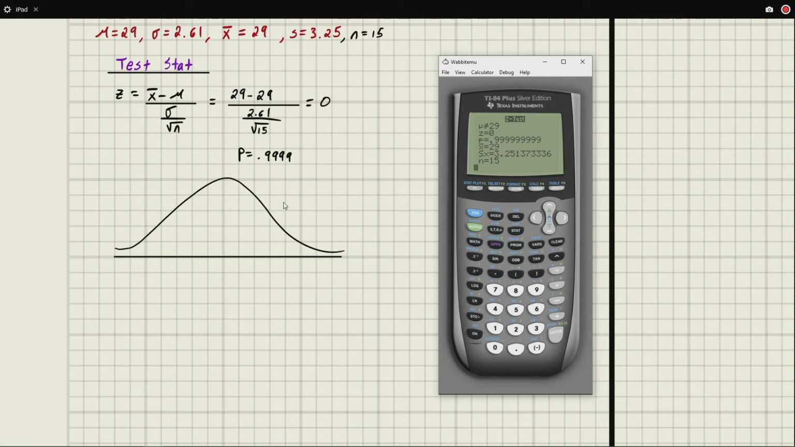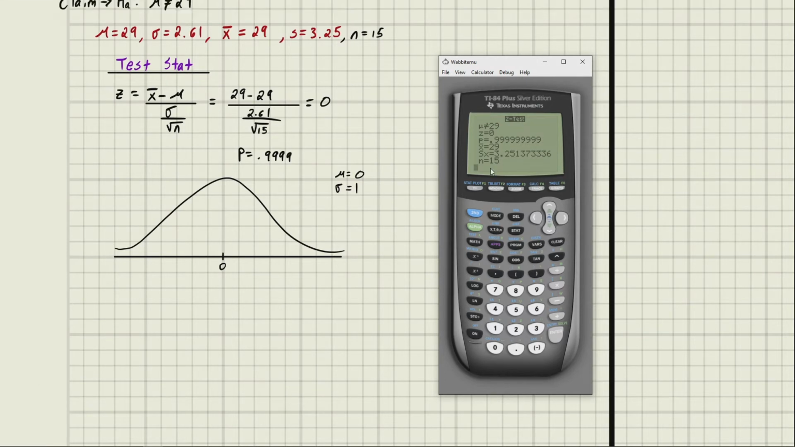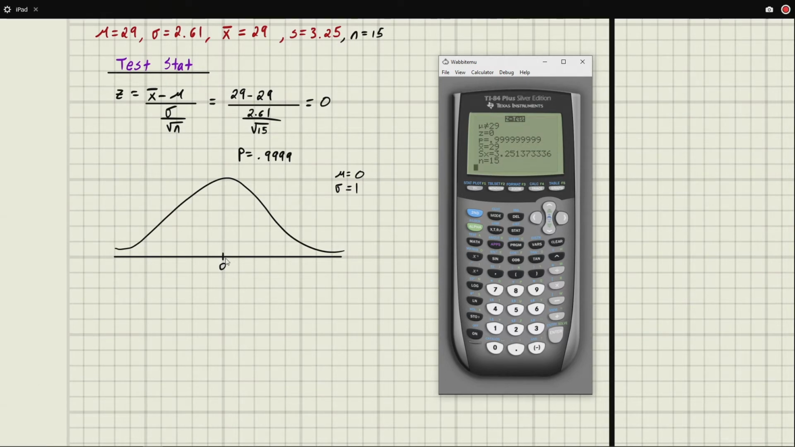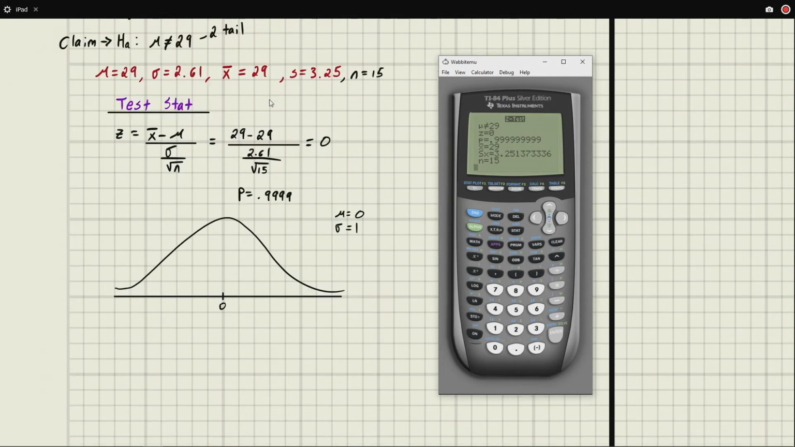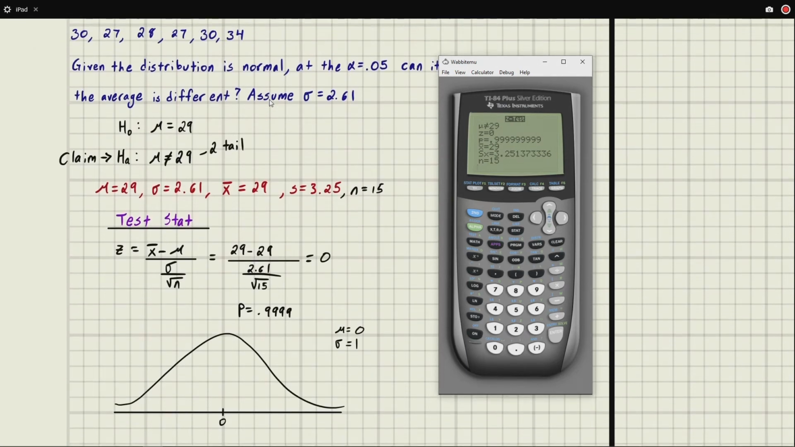Something like that, right? It's approximately normal. Here's 0. Remember, the standard deviation is going to be equal to 1 for a z-score, and the mean is going to be equal to 0 for a z-score. This is going to be important when we look up the level of significance if you use the calculator to do it. So, okay, now we're going to go ahead and find our level of significance, our critical values.